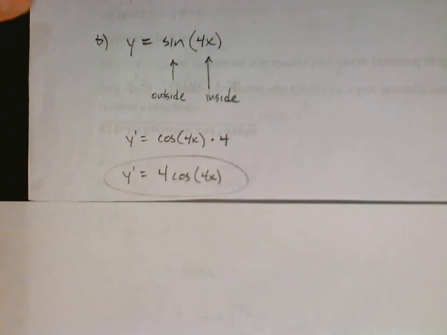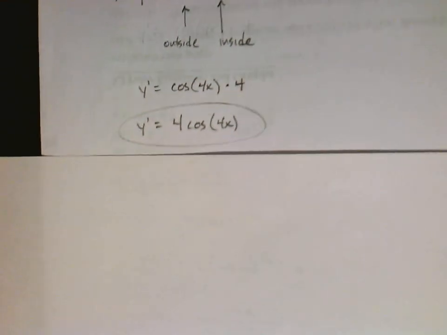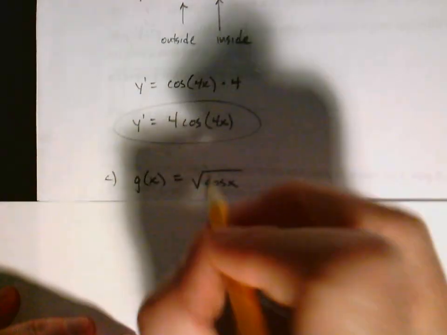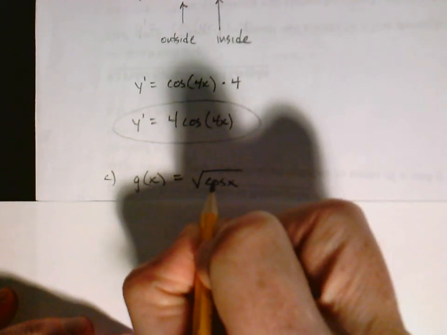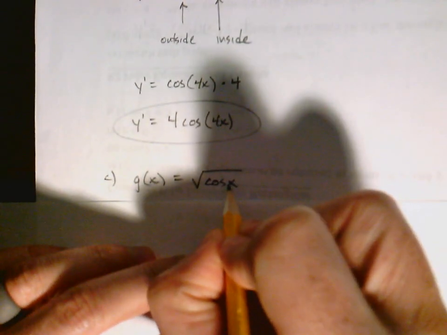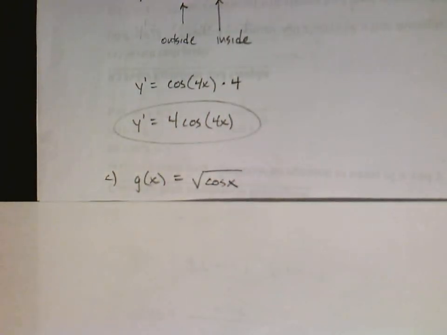Okay, how about one more? Just to see this, obviously we can combine sine and cosine derivatives any way that we might have done derivatives before and all the other rules that we know. Chain rule's a big one. What if we do the square root? g of x equals the square root of cosine x.